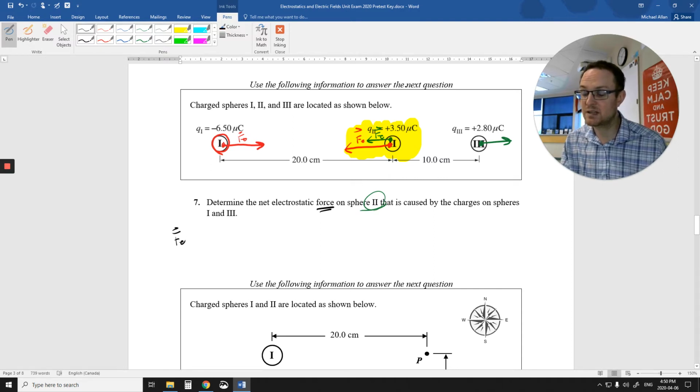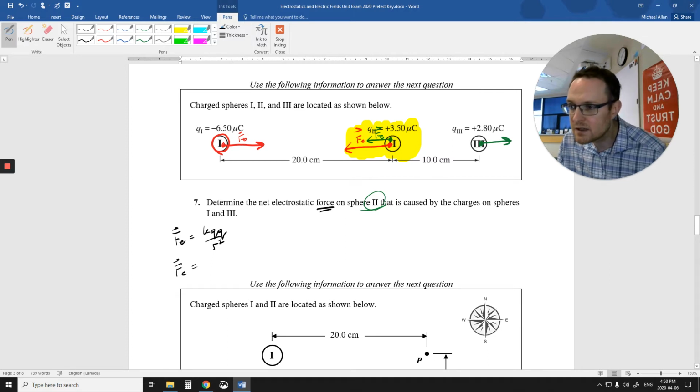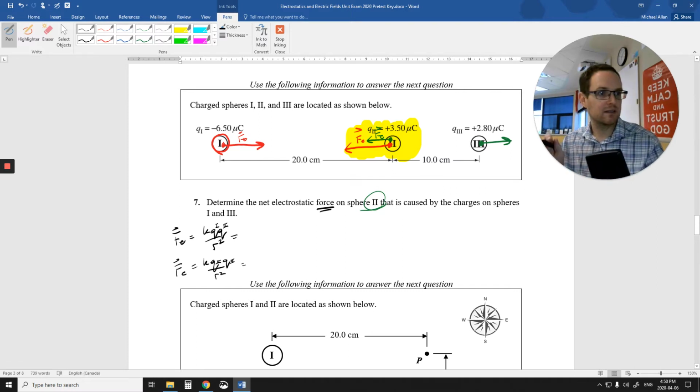Because they're both going in the same direction, I'm allowed to add them together. I want to find the force, I need the direction, so it looks like everything's going to be going off to the left there. So kQQ over r squared, I'm going to do this twice. I'm going to do it for 1 and 2, and then I'm going to do it for 2 and 3. I'm going to get both these numbers here.